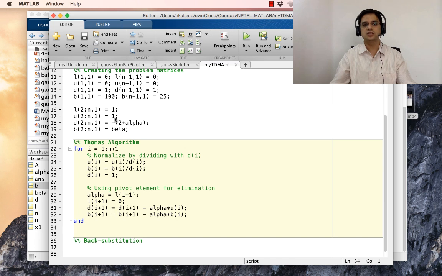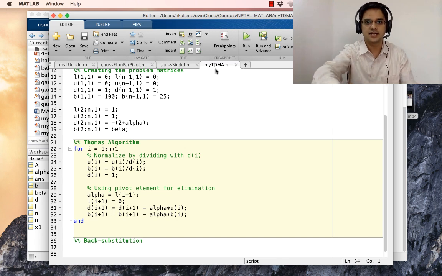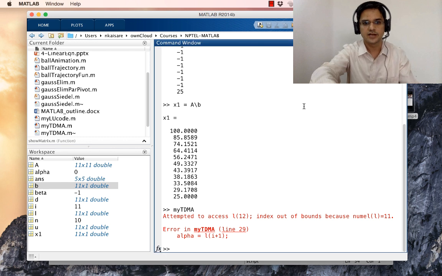So let's now run this. Okay, I expect an error, and I will explain that in a minute. Let me just run it. Okay, and let's see what error we get. Okay, the error is: attempt to access L12, index out of bounds.